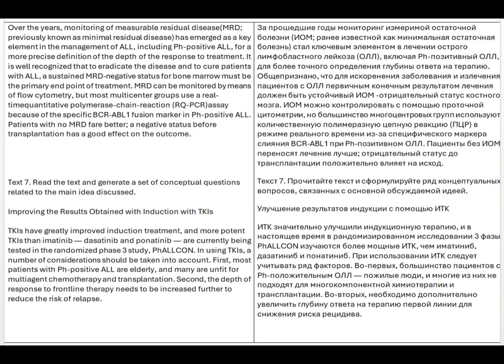Text 7. Read the text and generate a set of conceptual questions related to the main idea discussed. Improving the results obtained with induction with TKIs. TKIs have greatly improved induction treatment, and more potent TKIs than imatinib, dasatinib, and ponatinib, are currently being tested in the randomized Phase 3 study, Falcon.